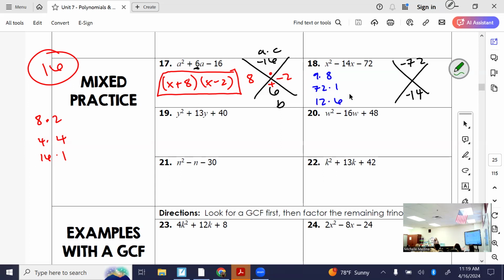Okay, I found the numbers that work. So if you're having trouble like we are, I'm just in my calculator doing 72 divided by 2, 36 and 2 do not work. 72 divided by 3, those numbers don't work either. But when I do 72 divided by 4, I get 4 times 18 gives me 72. Which one would have to be negative to add to -14? Good. So then for this one, it's x plus 4 and x minus 18 for my factor form.